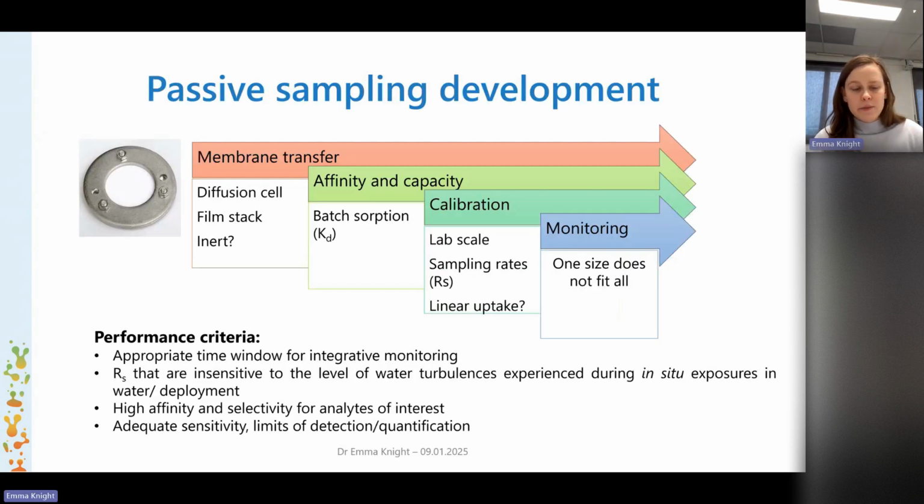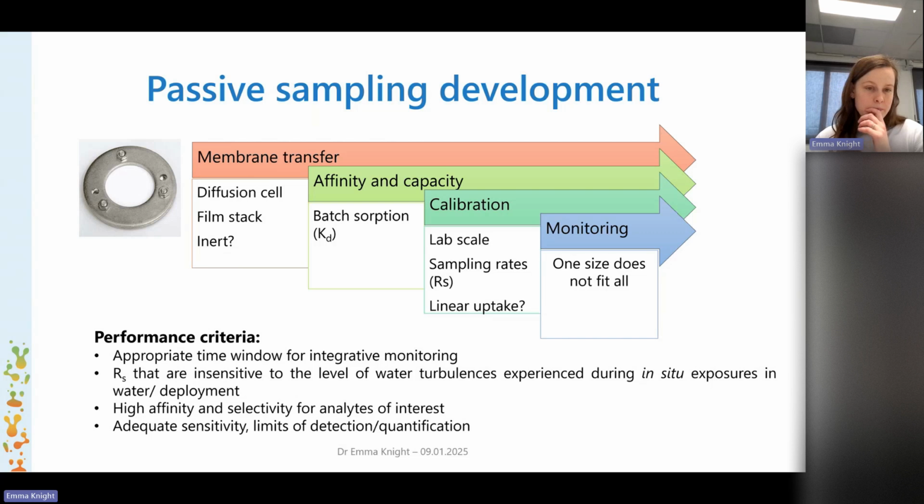So in terms of passive sampler development, which is what we're doing as part of ZeroPM, we need to look at the membrane, how long it takes for your chemicals to get through that membrane, and the affinity and capacity of your sorbent. Then we need to calibrate the device so that we can get some sampling rates and see if the sampling rates remain in that linear phase of uptake. And then once we've calibrated, we can use it to do the monitoring, which we have done a little bit of.